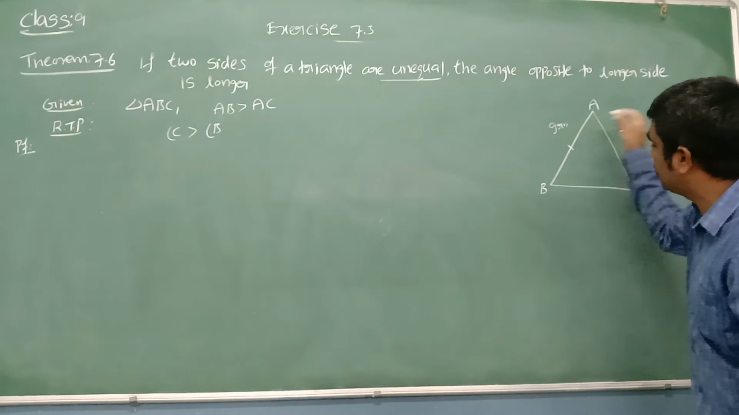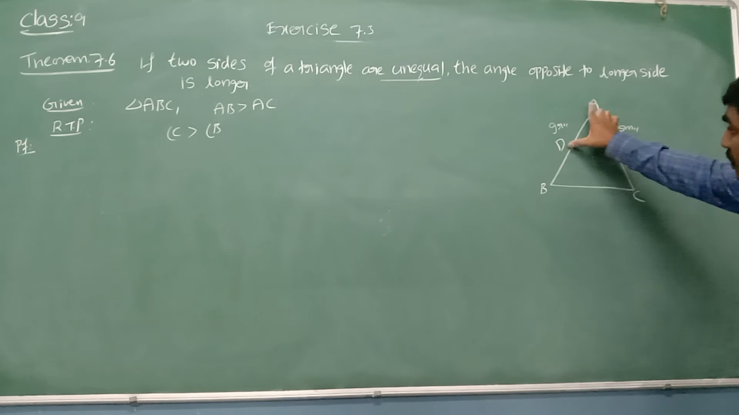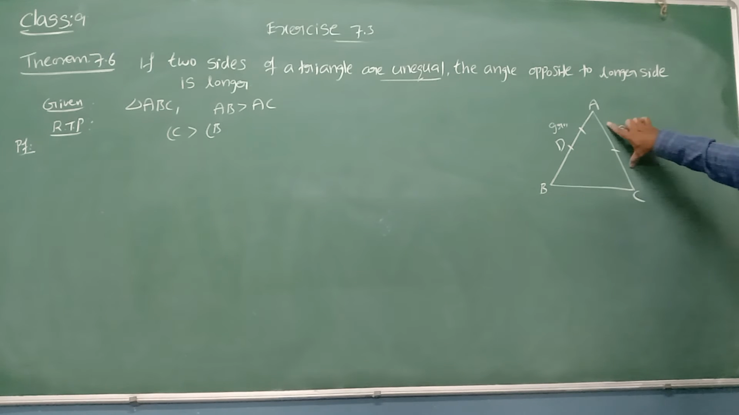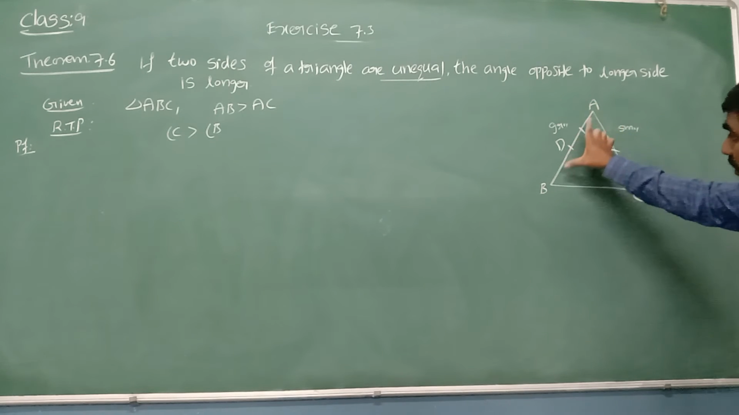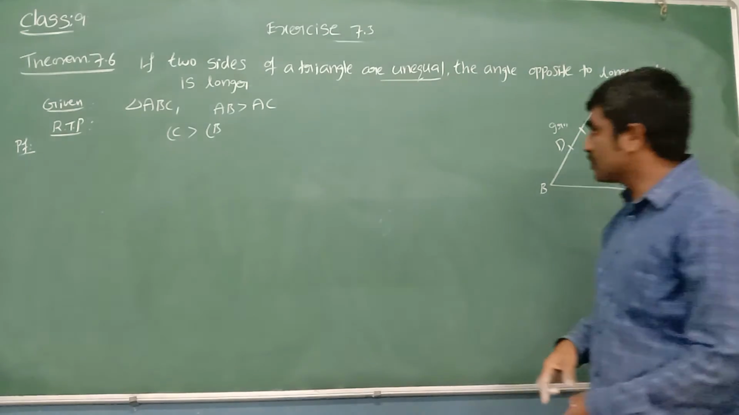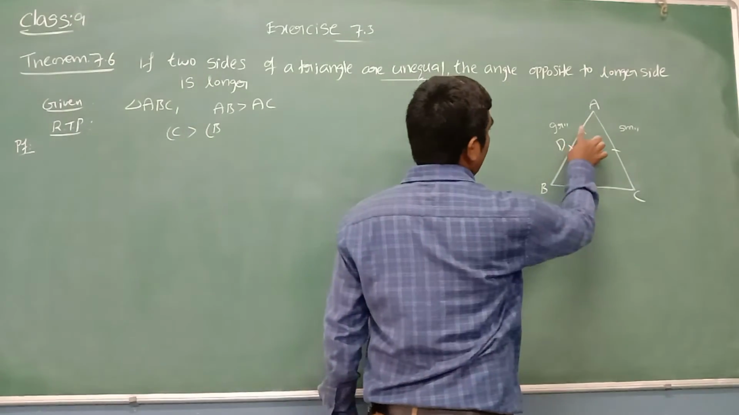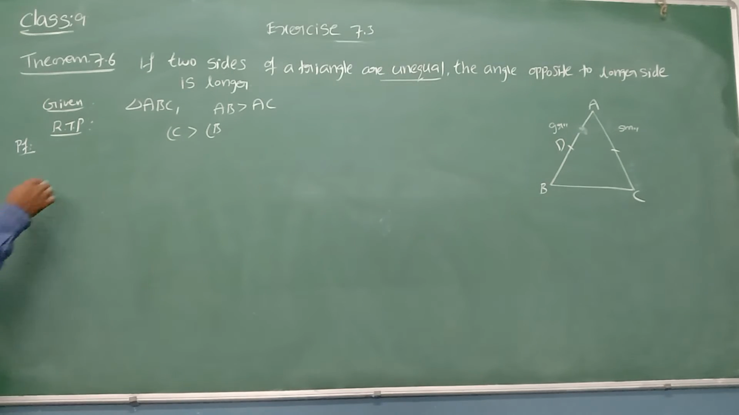Let me take here one point D. So what can we say in this case? AC equals AD. I said smaller one, when I keep it on the greater, it will not coincide. AC is going to occupy the place on AB up till AD, meaning A will coincide with A, and C will coincide with D. So I am taking one point D on the greater side. Write construction here.